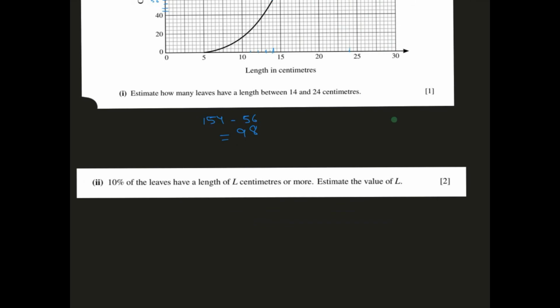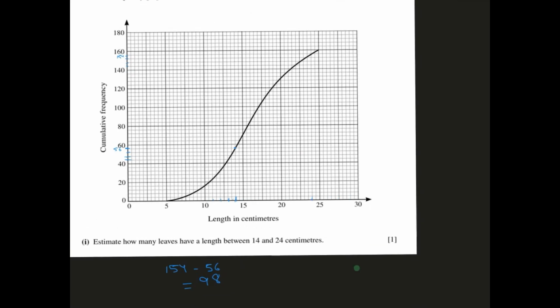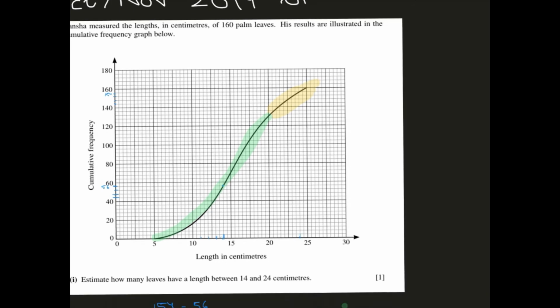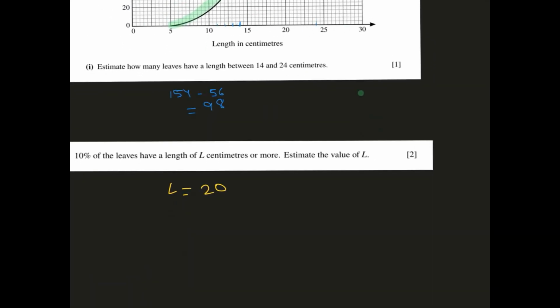So basically they are saying that if L is 20 centimeters, then this must be 10%, because they are saying that 10% of the leaves have a value of 20 or more, and since this is more than 20 centimeters, then this must be 10%. And if this part is 10%, then this part must be 90%, right? Because 90 plus 10 is 100, and a percentage must always add up to 100, right? So if we find out what value makes up 90% of the cumulative frequency, then we can find out the value of L. So let's just erase our assumption.